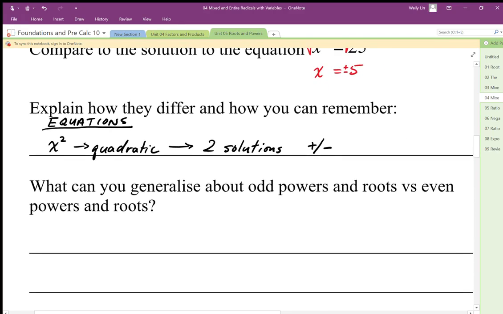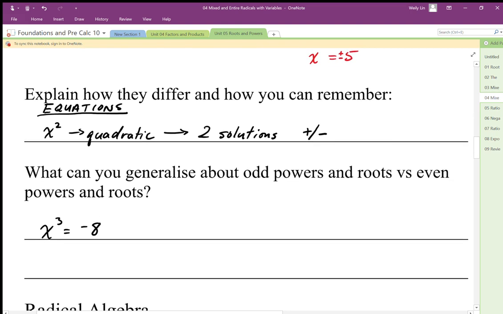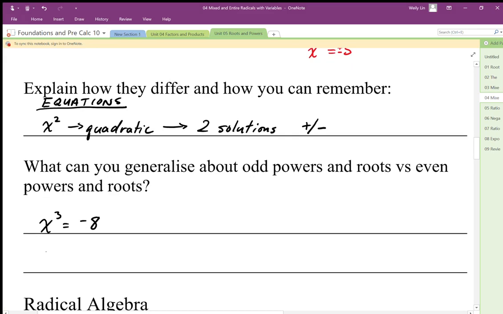And what we can generalize about odd powers and roots versus even powers and roots is that if we have an odd power equaling a negative, that's okay. No big deal because we can undo negatives. When we cube root, when I undo the cube with a cube root, all the odd powers, the cube and cube roots, the fifth power and fifth root, etc., they are perfect opposites.